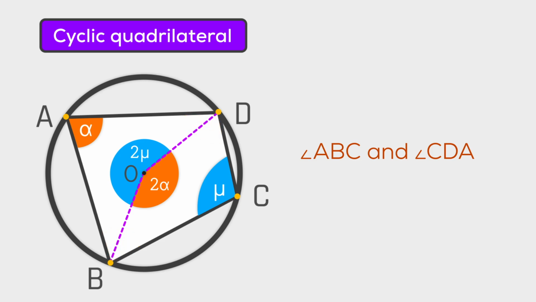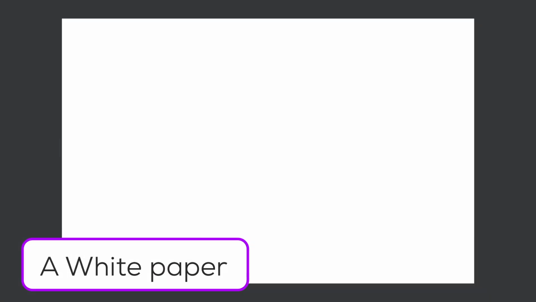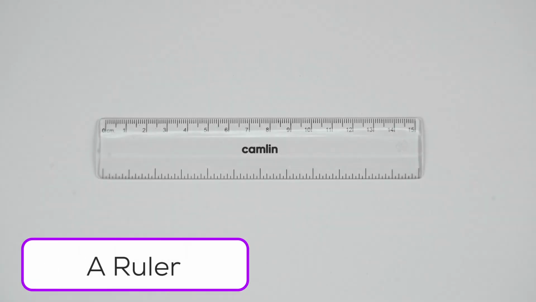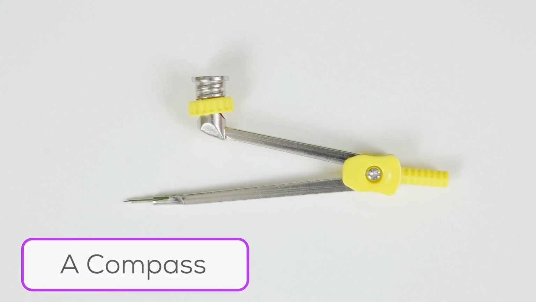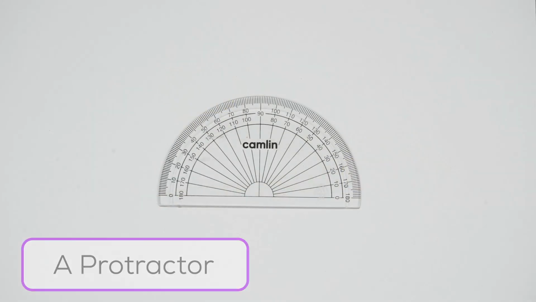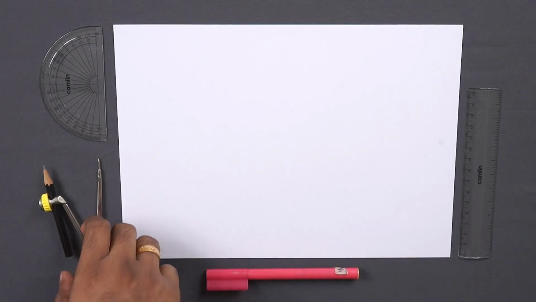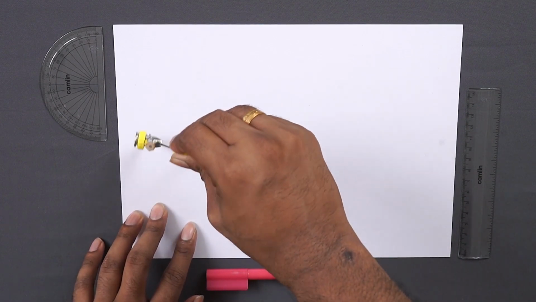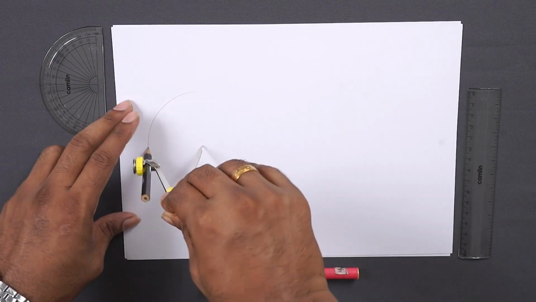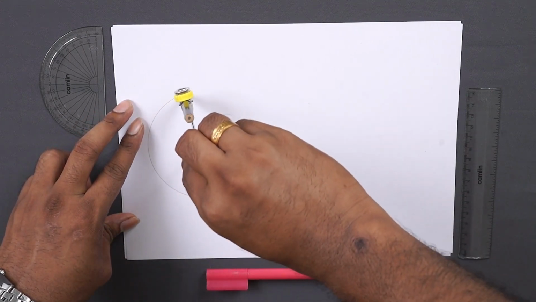For this, the materials we require are a white paper, a ruler, a pencil, a compass, and a protractor. Now, with any radius as you wish, but please ensure that it fits within the dimension of the white paper. With that radius, draw a complete circle.